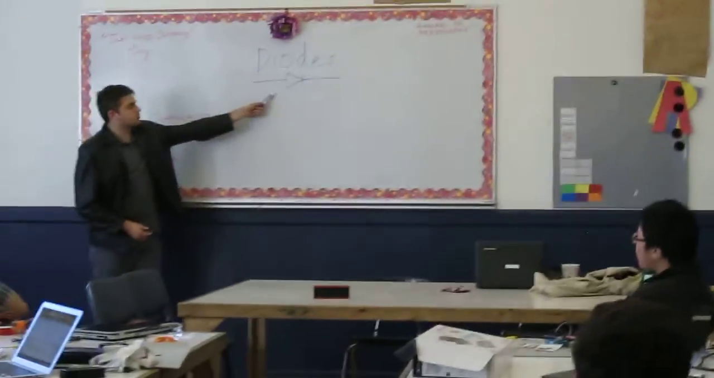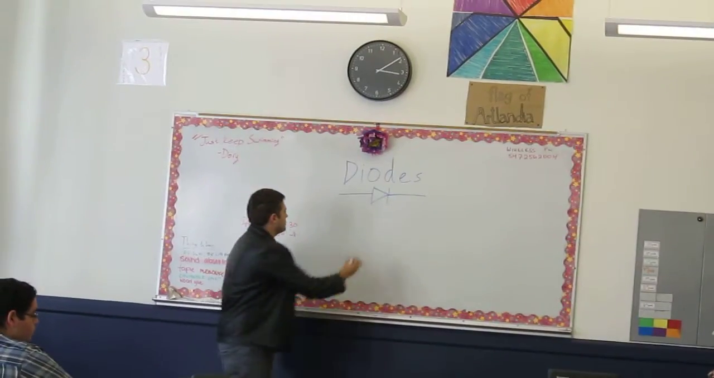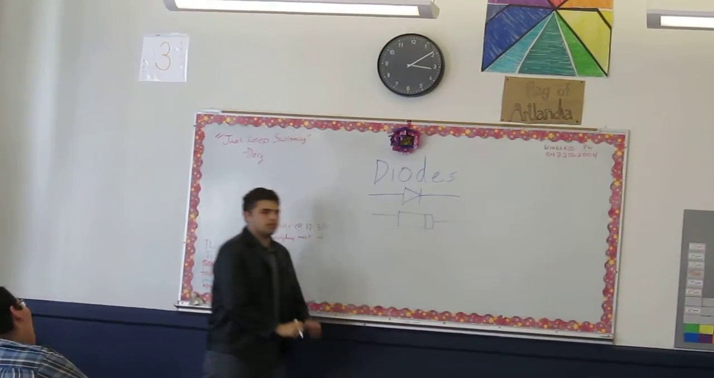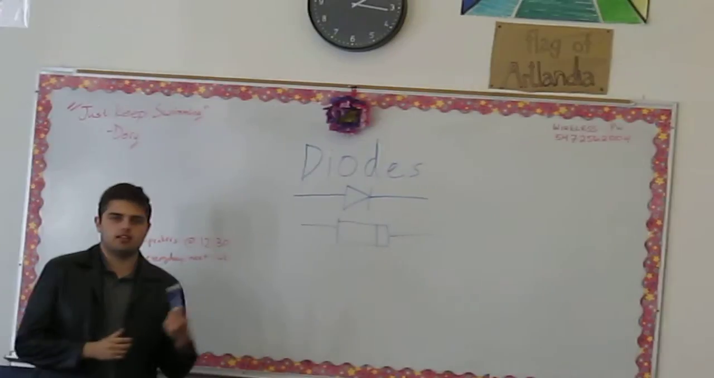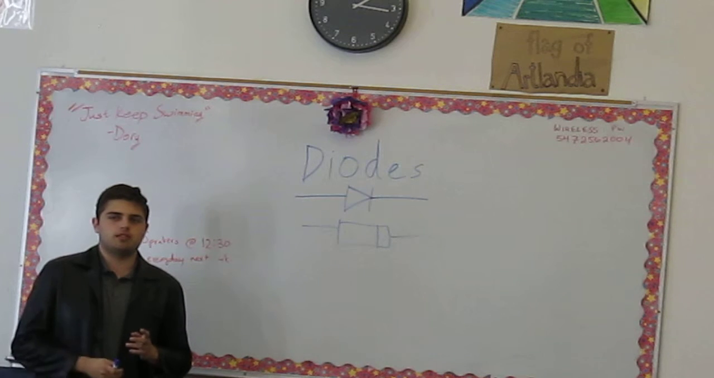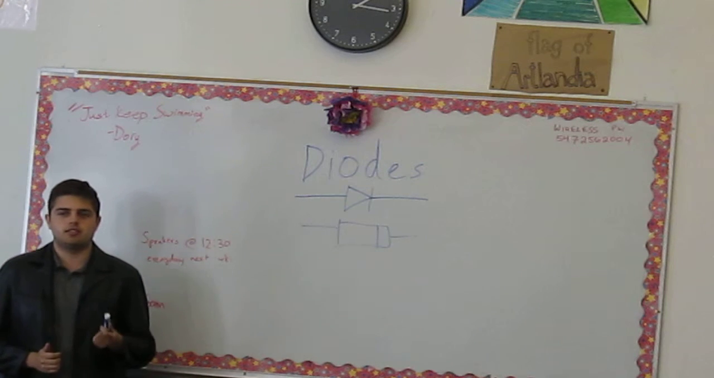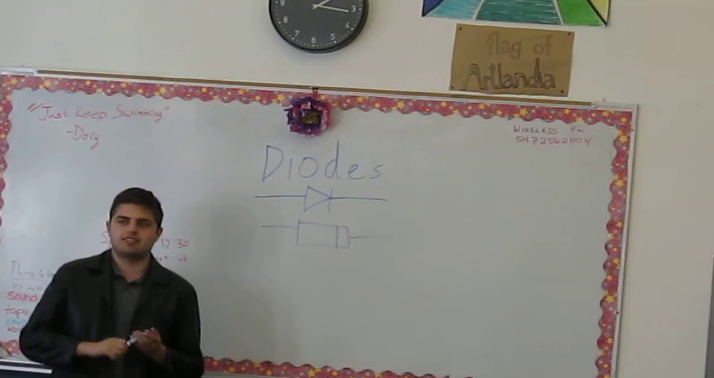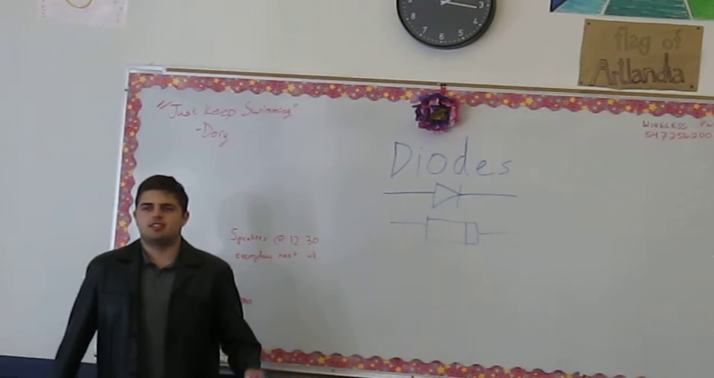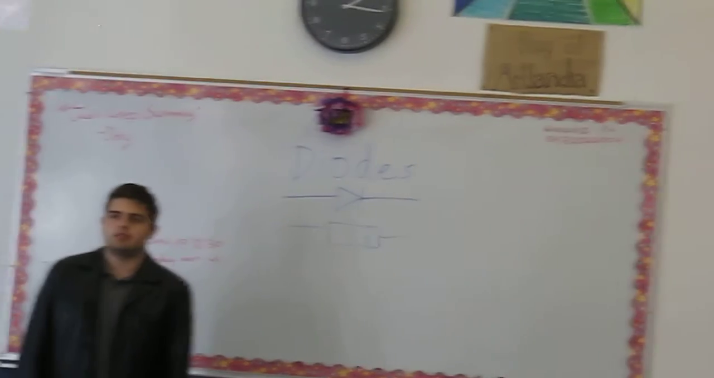So the diode circuit diagram looks like that. You notice the component itself kind of looks like that, something like that. So you guys have all seen this, right? Can anyone explain in a sentence or two what a diode is? Yeah, it only lets electricity flow in one direction.